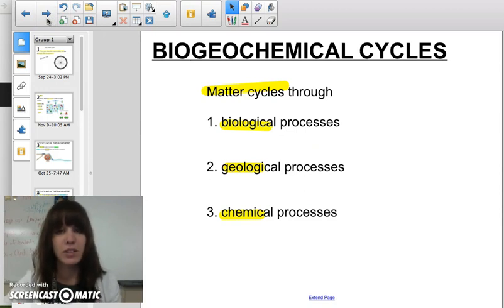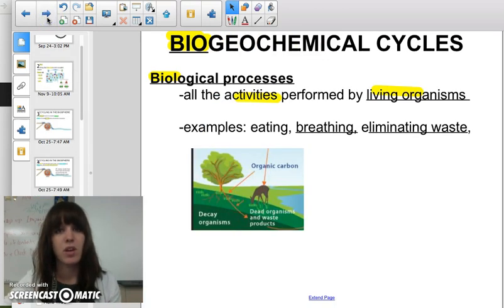So matter cycles through a couple different types of processes: biological, geological, and chemical processes. So we use this term long-term biogeochemical cycles. Biological processes, or biological cycles, are all the activities that are performed by living organisms. So all the types of matter that is cycled through eating, breathing, and eliminating waste, those are examples of biological processes of cycles of matter.